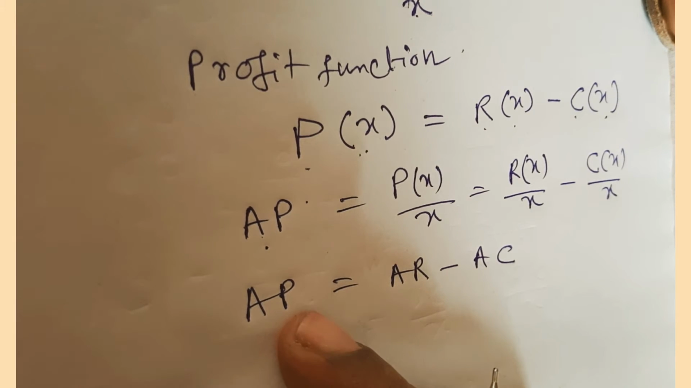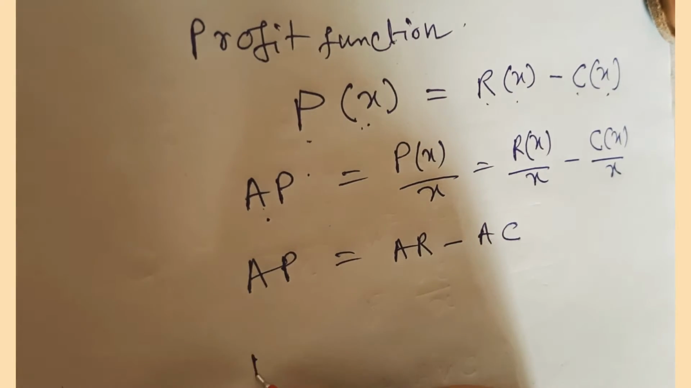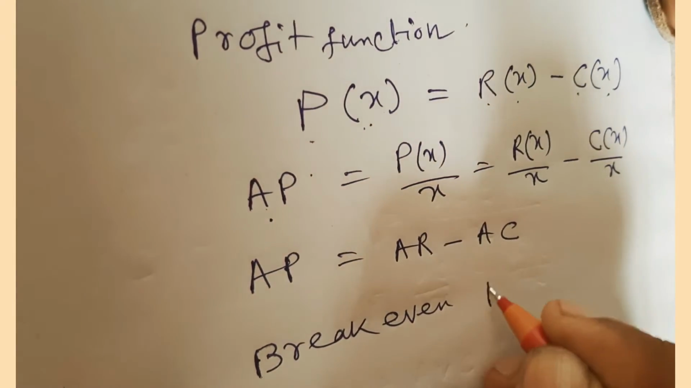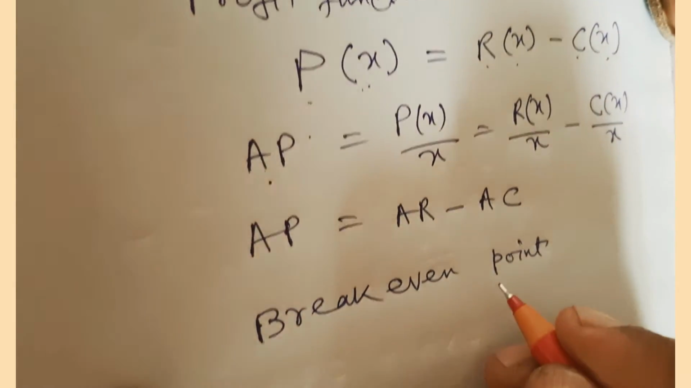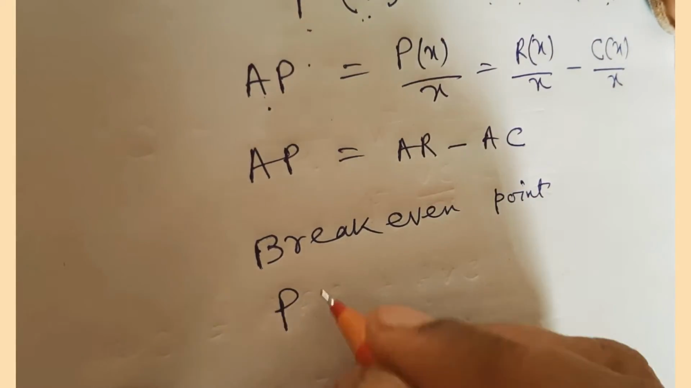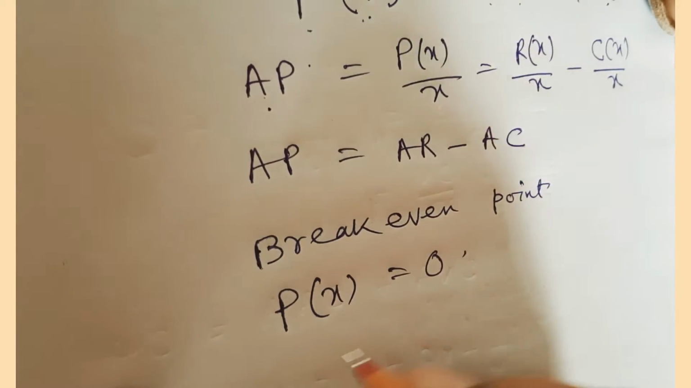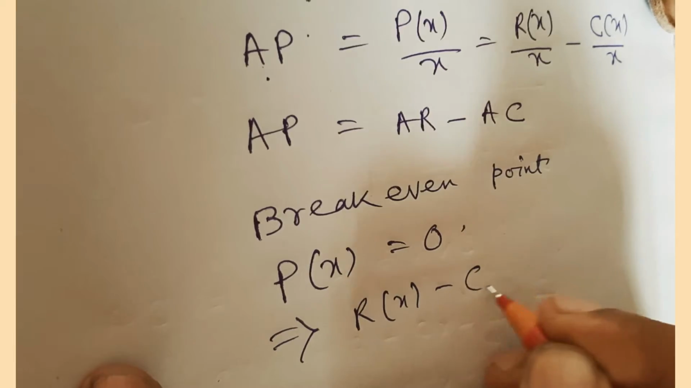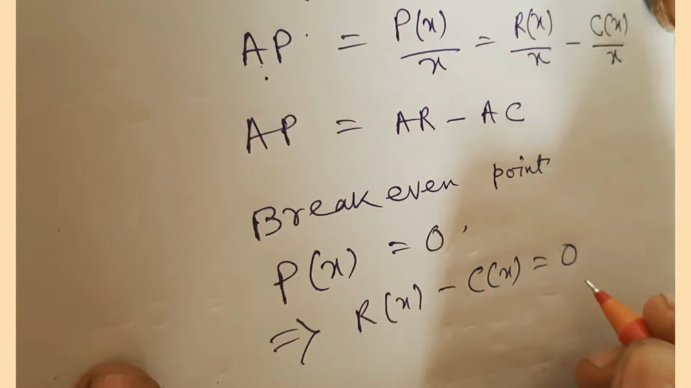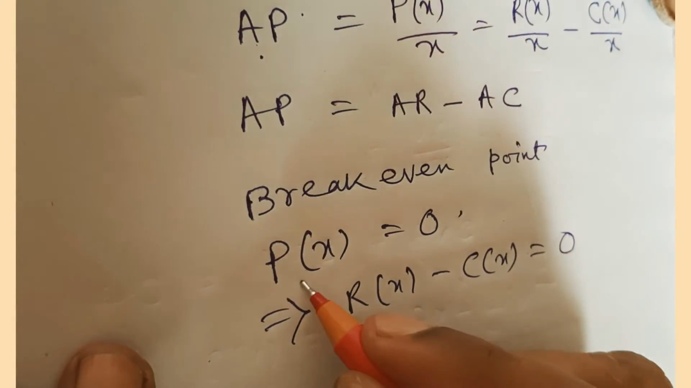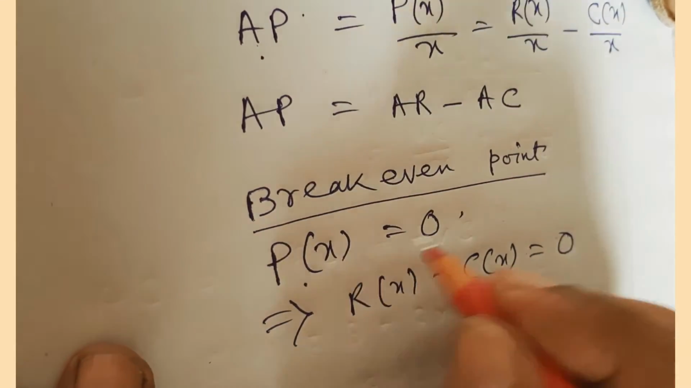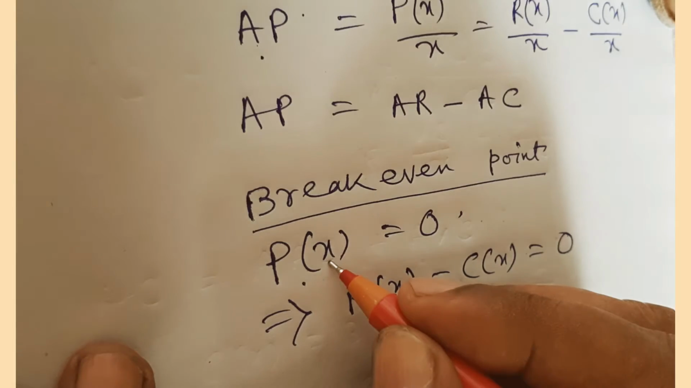Now I am telling you what is the break-even point. What is the meaning of break-even point? Break-even means when the profit function is equal to 0, or it implies that Rx minus Cx is equal to 0. When the profit function is equal to 0, that x is a break-even point.